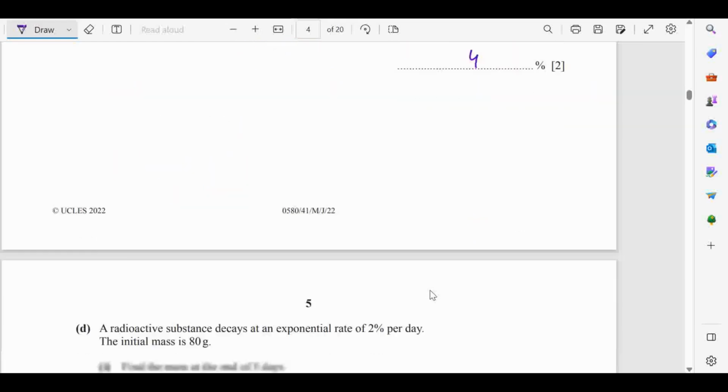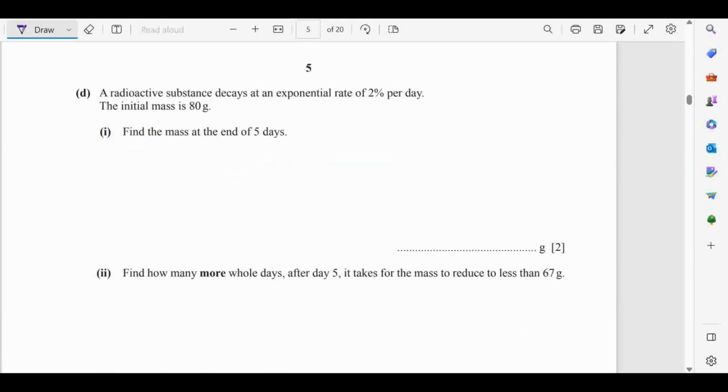Let's move to the D part. A radioactive substance decays at an exponential rate of 2% per day. The initial mass is 80 grams. Find the mass at the end of 5 days. Now, as we can see that this is a question of exponential decay. So for exponential decay, there is a formula.